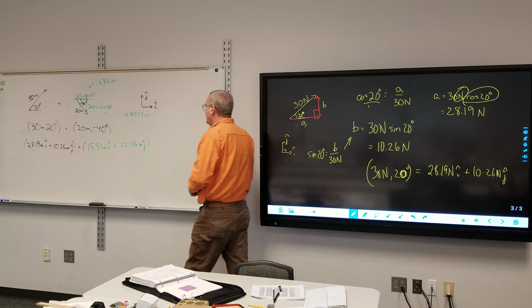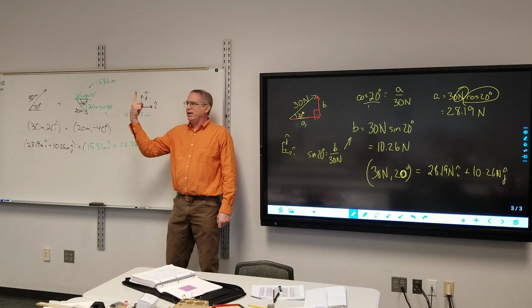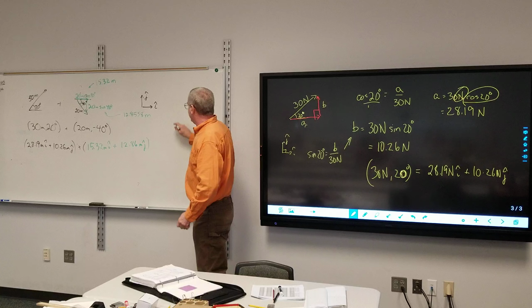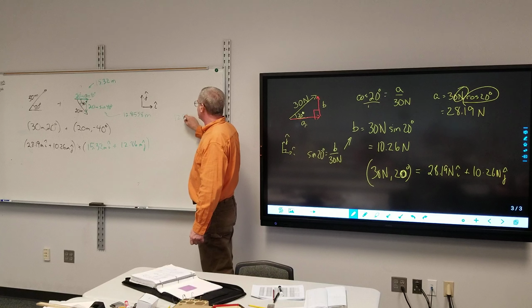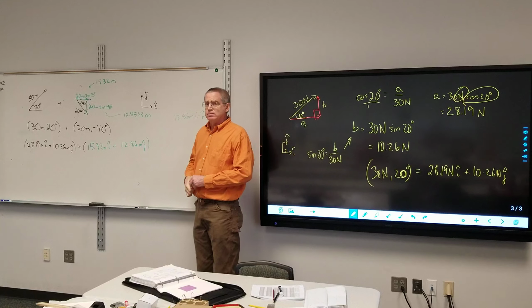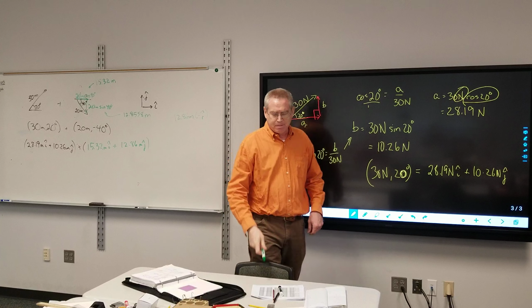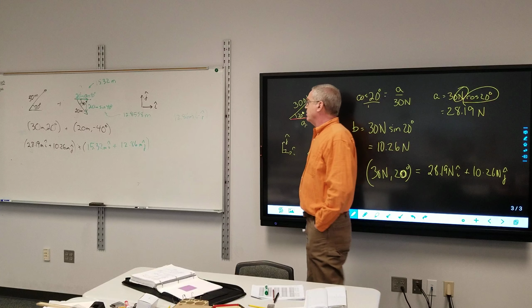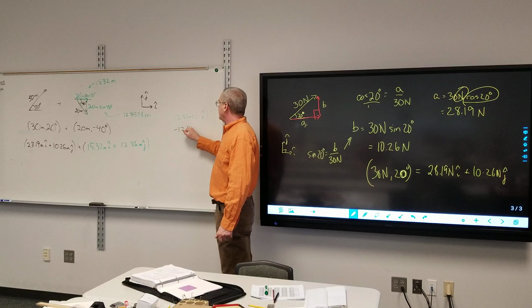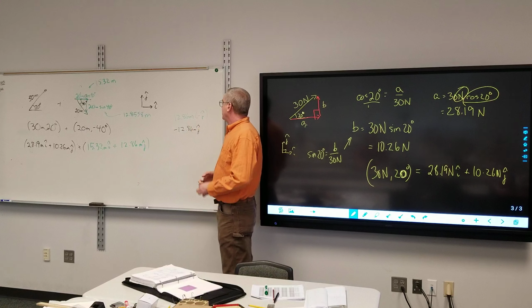If j hat is this way, down is negative j hat. Now, you could write it as 12.86 meters negative j hat. That is awkward, and I do not recommend it. Why not just minus 12.86? And that is exactly the way it's done. The minus sign comes out front: negative 12.86 meters j hat.